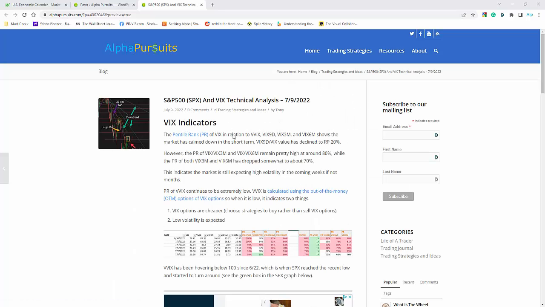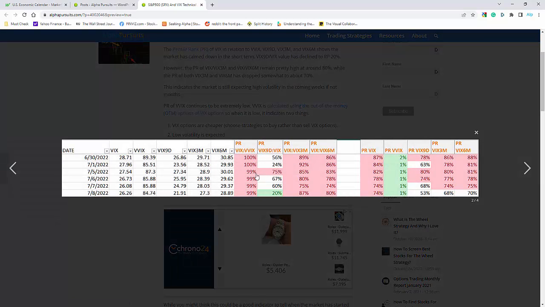So let's take a look at VIX indicators first. And I have done some calculation here. This is essentially the ratio calculation, VIX divided by VVIX, and doing the percentile rank calculation to see whether that particular ratio for that particular day is high or not compared to the 250 prior trading days. So 1 year worth of data. When we're looking at this ratio calculation for that particular day, it is 100%, which means it is very high within this 1 year of data.